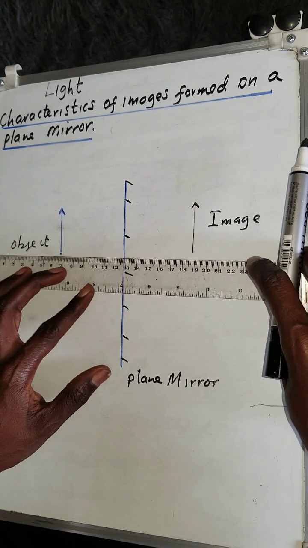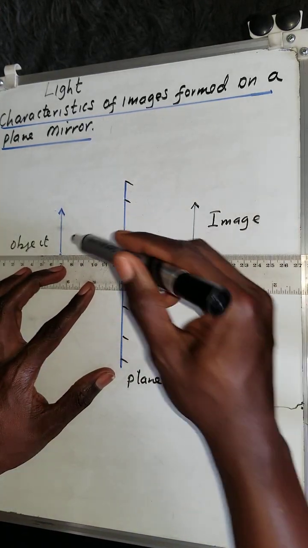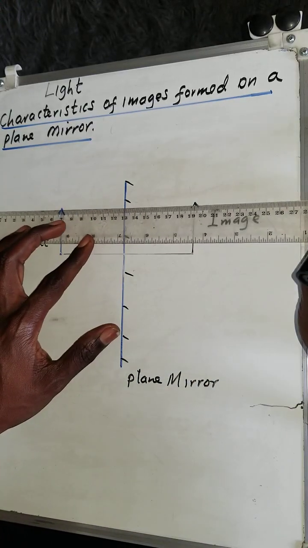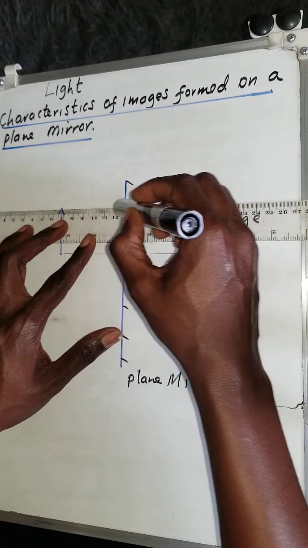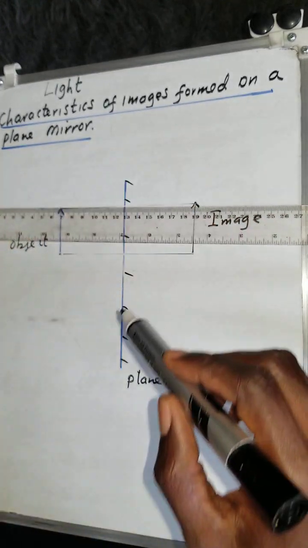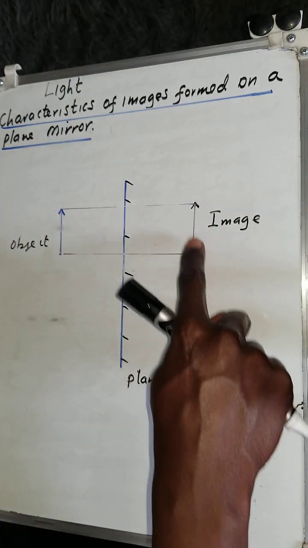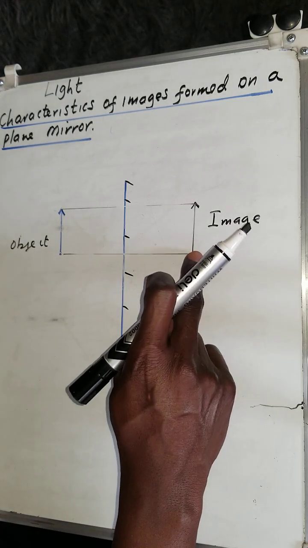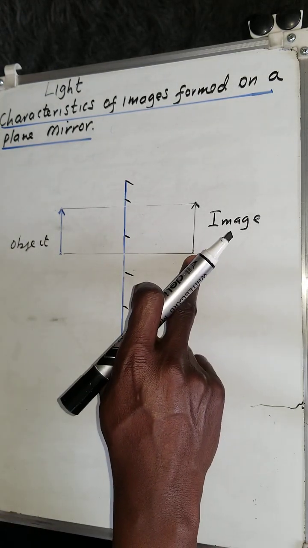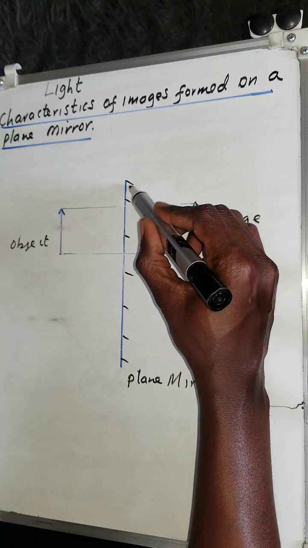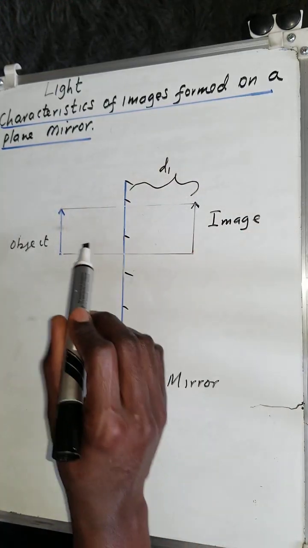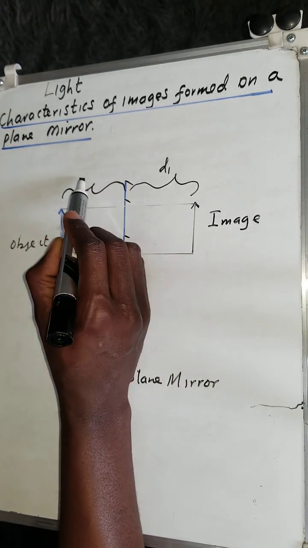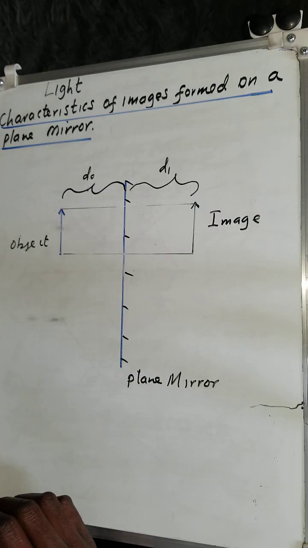Now you notice this, that if you were to draw a line joining the object and the image, they should be exactly the same. That's one thing that I want you to notice. So the height of the object is the same as the height of the image. So when they give you the object, first of all you need to locate the image. The distance of the image from the mirror is the same as the distance from the mirror to the object, so it is equal to DO, the distance of the object.